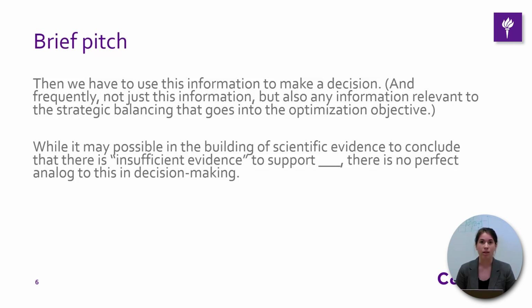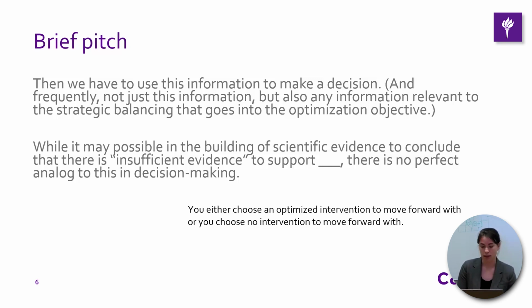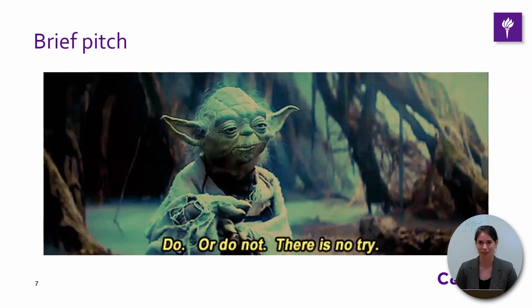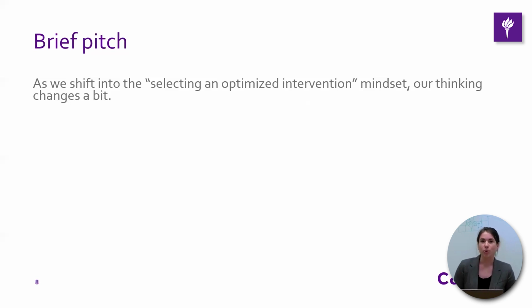Now, while it might be possible in the process of building scientific evidence sometimes to conclude that there is insufficient evidence to support X, Y, or Z, there really isn't a perfect analog to this in decision making. You either choose an optimized intervention, one of various, to move forward with, or you choose no intervention to move forward with, and therefore even doing nothing is a decision. And if you don't want to take my word for this, I like to bring up someone far wiser who says much of the same thing. Now, as we shift into the selecting an optimized intervention mindset, our thinking also changes a bit.